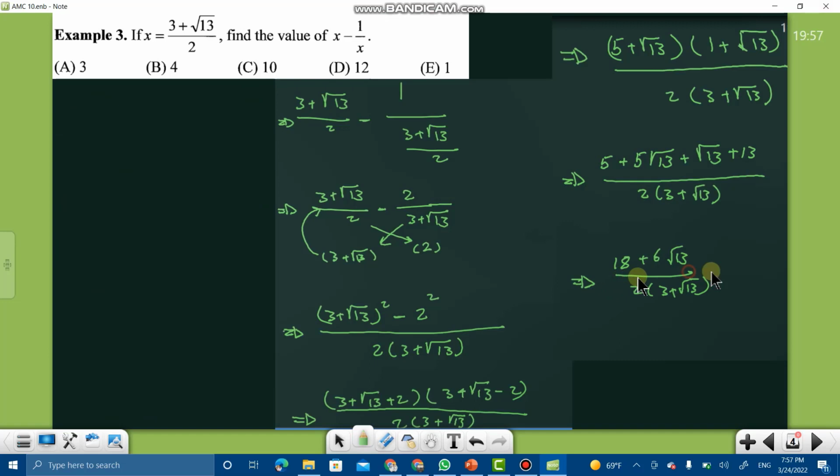Now let's take 6 as a common factor. If I take 6 out, 18 divided by 6 is going to be 3, plus square root 13, since I already took 6, and close the parenthesis. And here I have 2 times (3 plus square root 13). Now this one and this one are going to cancel each other, and 6 divided by 2 will be 3. So this is the second way. I hope that you enjoy it. See you in the next question.